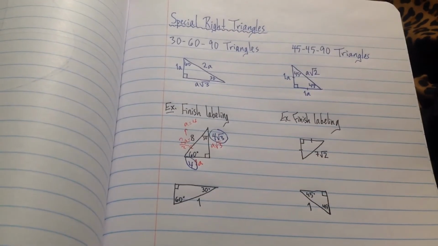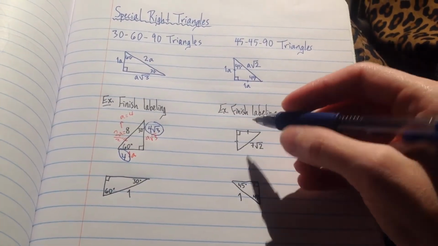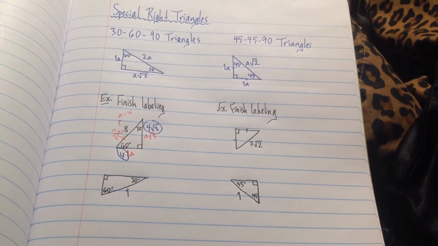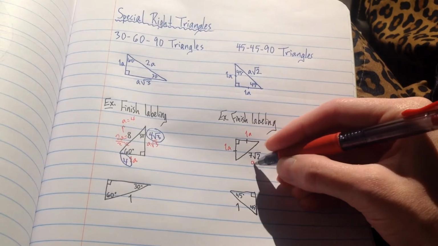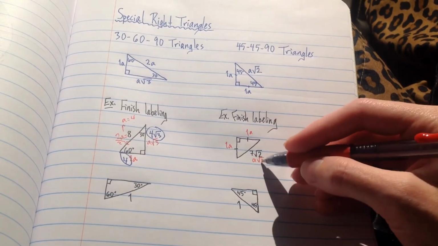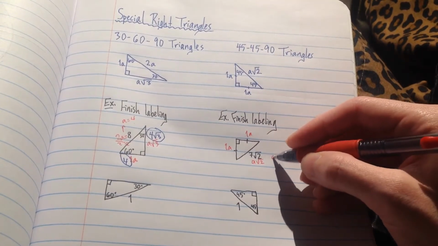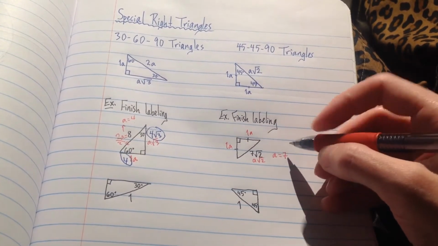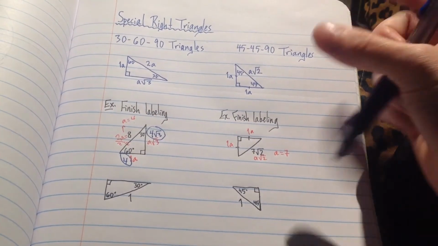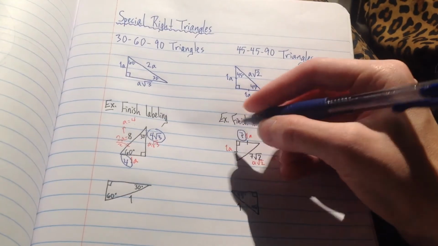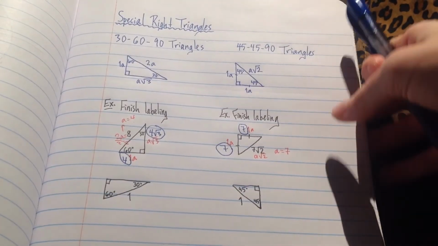Then I want to do a 45, 45, 90 like that. So this one also says finish labeling. So our two legs should be 1a and 1a. And then our hypotenuse is a square root 2. So if we set this equal to a square root 2, we can cancel out the square root 2's and we just figure that a is equal to 7. So if we put that back into our other sides, we can easily do 1 times 7 is 7, and then both of these are equal to 7. So those are kind of some simple examples.